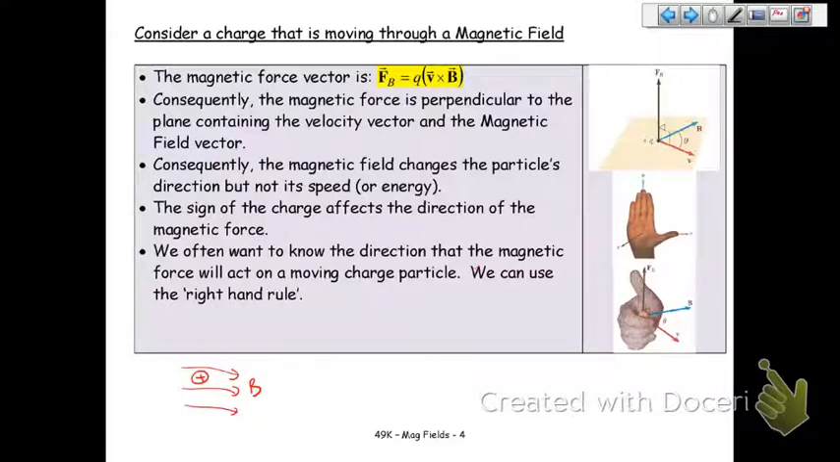Let's do another one. The velocity is towards the periodic table. Let's say that the magnetic field is towards the left-hand edge of that screen. Yeah, the force points downwards.